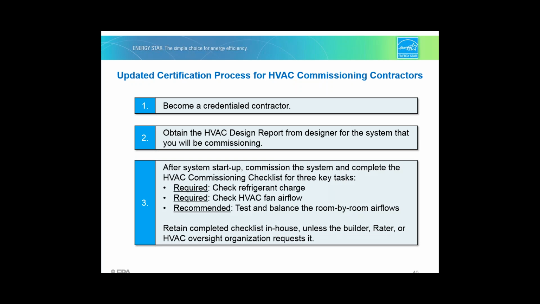Once the HVAC system is started up, you can commission it and complete the HVAC commissioning checklist. Now remember that checking the refrigerant charge and the HVAC fan airflow is still required, just like it was under Revision 7, while testing and balancing room-by-room airflows is recommended but not required. And finally, retain the completed checklist in-house unless the builder, the home energy rater, or the HVAC oversight organization requests it.